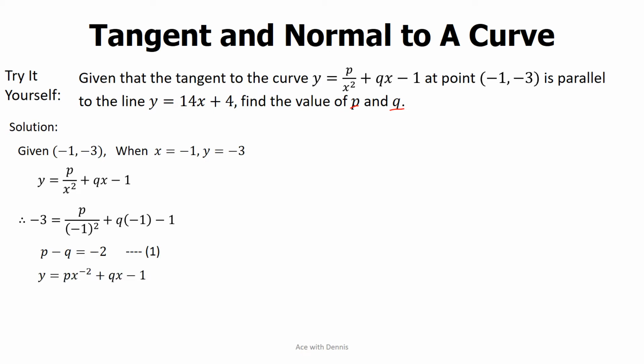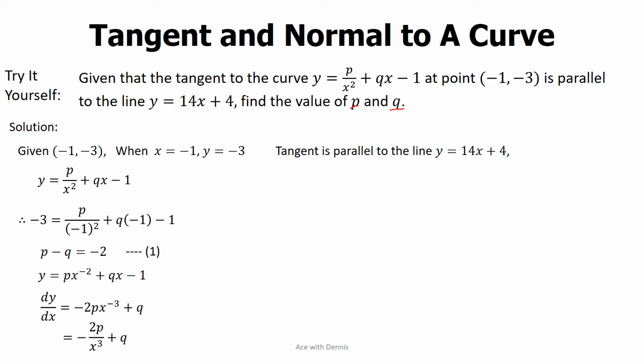Next, we can rewrite this equation into indices form, which is y equals px to the power of -2 plus qx minus 1. Then we differentiate this equation: dy over dx equals -2p x to the power of -3 plus q. Simplify, you get -2p over x cubed plus q.